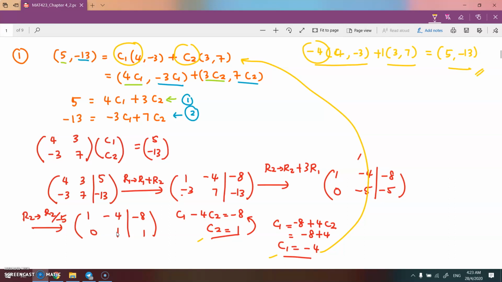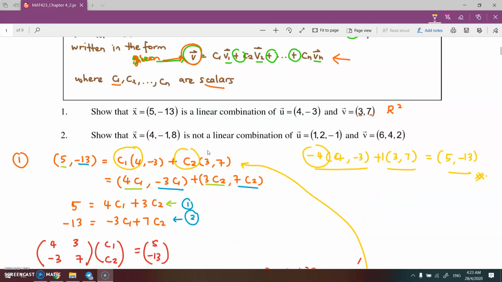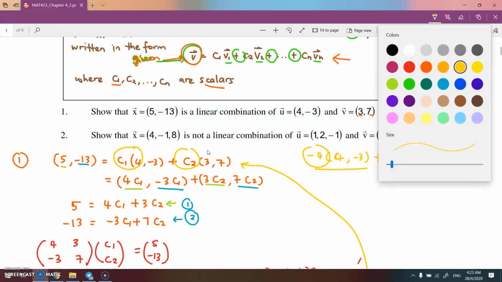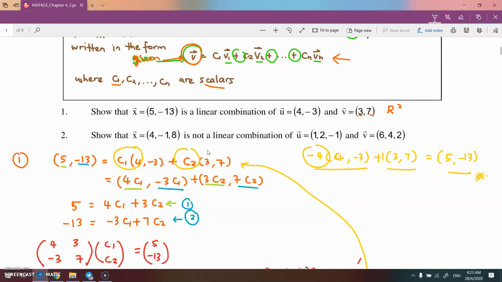Try to solve question number 2. Show that it is not a linear combination. How do you know that it is not a linear combination? You know it is not a linear combination if you cannot find C1 and C2. Try to solve question number 2.